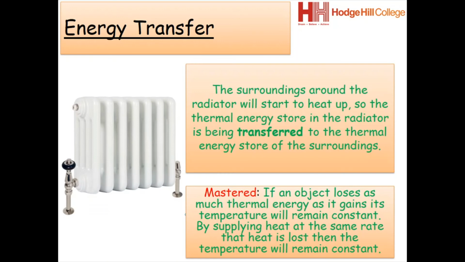If it's the opposite way around and the thermal energy is being transferred to the air from the metal faster than from the water to the metal, it's going to be losing temperature. If it transfers at the same rate, so if the thermal energy from the water's energy store transfers to the metal's thermal energy store at the same rate as it transfers from the metal's thermal energy store to the air's thermal energy store, then the radiator is going to remain at a constant temperature.